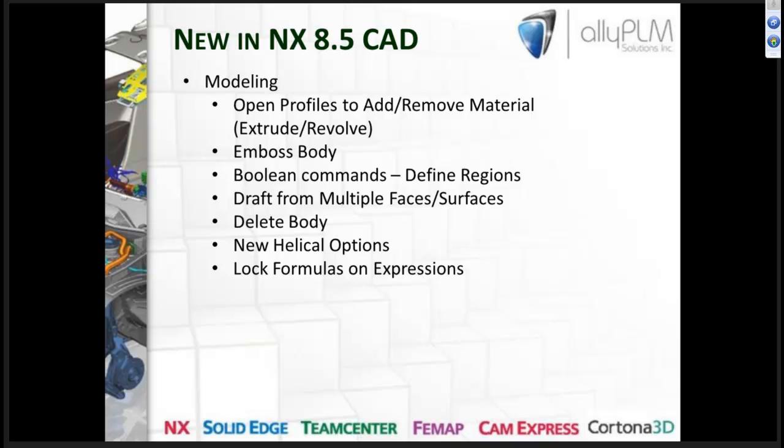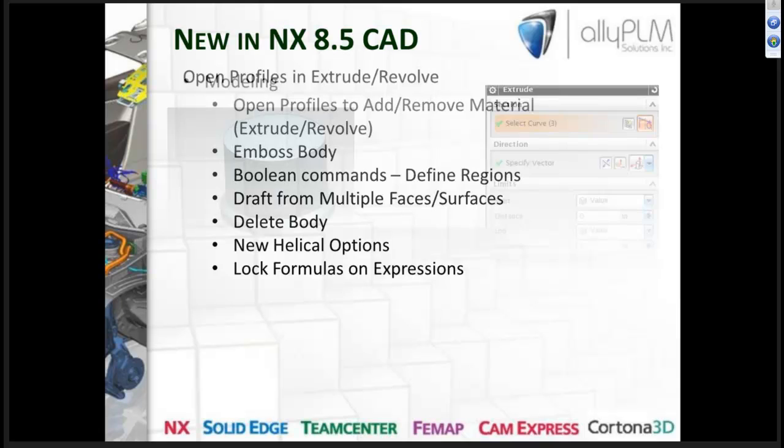There's a delete body command. What this delete body command is going to do is, let's say I have another body. If I go in and select the delete body command, delete the body, I'll now have an entry in my navigator, my part navigator, as a history. So then I could suppress the delete body or get rid of the delete body, and then the body would reappear. So it's a way of deleting the body parametrically rather than just hitting delete and then have to recreate that maybe later. There's some new helical options, and then being able to lock formulas on expressions.